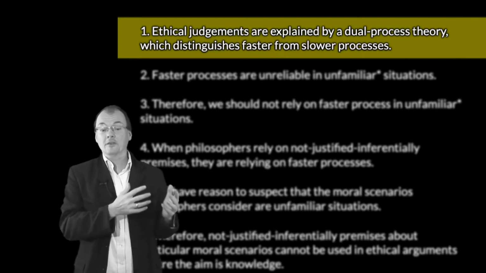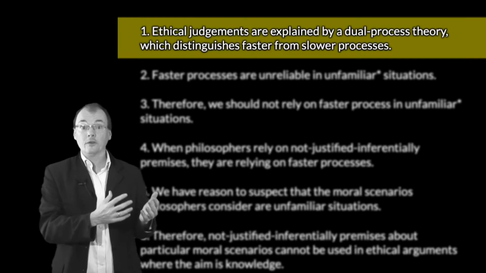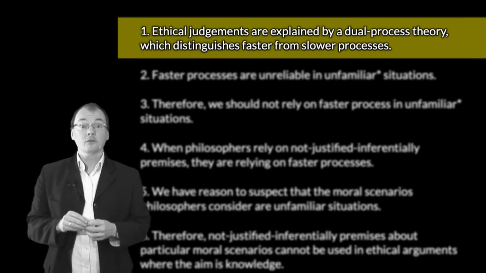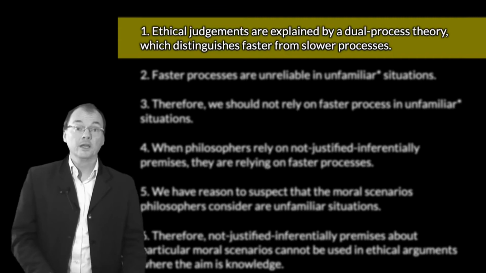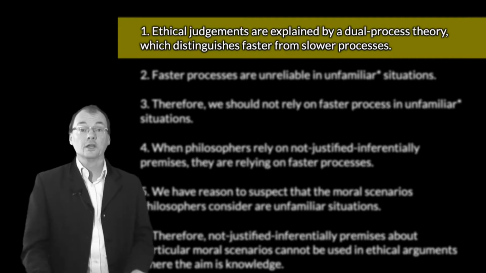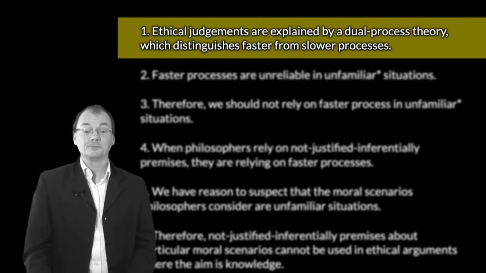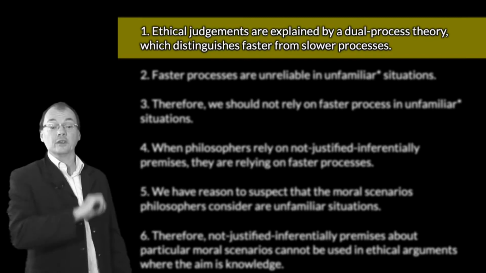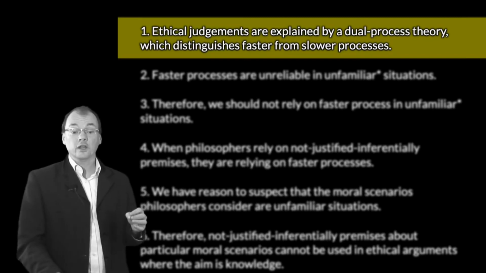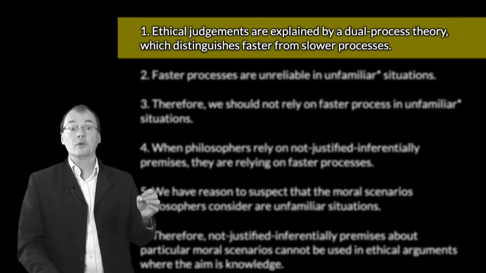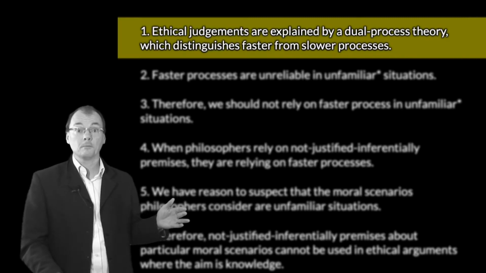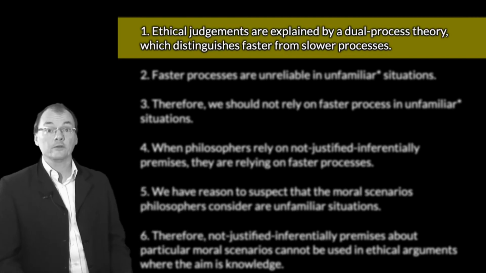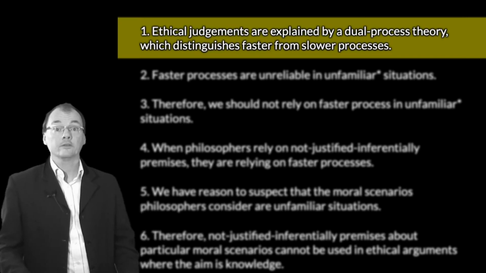But if it turns out that the argument doesn't face substantial objections that are more straightforward, then we're going to have to go back and further evaluate evidence for dual process theories. The reason I don't want to do that straight away is that we could well find that later in the argument there's some other problem, and that will save us the enormous difficulty of doing such an evaluation of the evidence. Alright, so where are we? We've established the first premise of the 6-step argument, which gives us the conclusion, essentially, that philosophers are wrong to rely on premises that are not justified inferentially when they're about particular moral scenarios in constructing arguments. That's the idea. And in order to get there, the first thing we've done is to show that ethical judgments are explained by dual process theory, which distinguishes fast and slow processes.